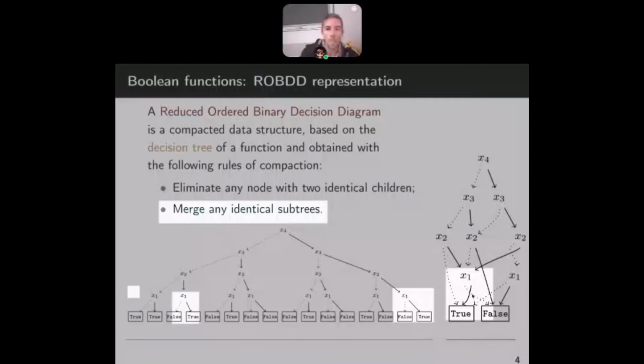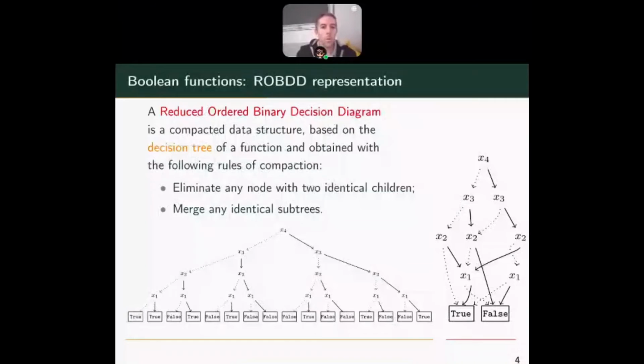This set of two rules is confluent. So whatever the order you use them, if you are using them while it is possible, then you will always obtain the same ROBDD. So the ROBDD is somehow a canonical representation.